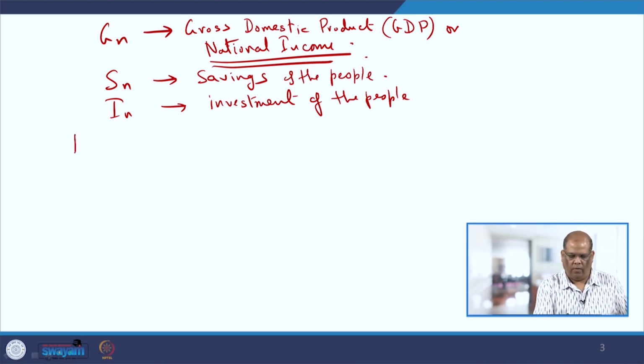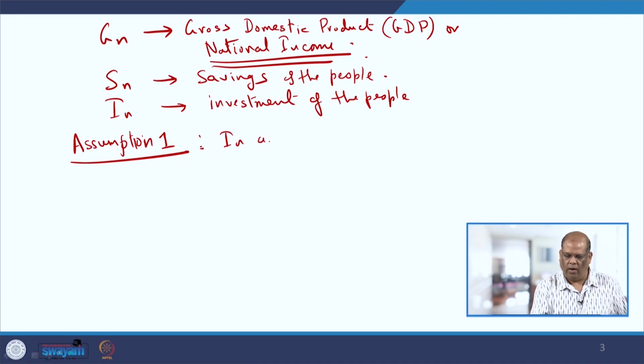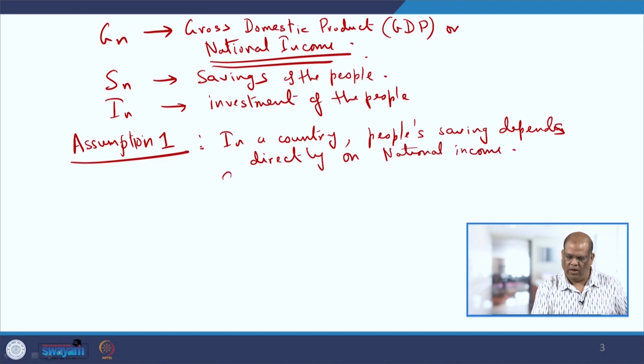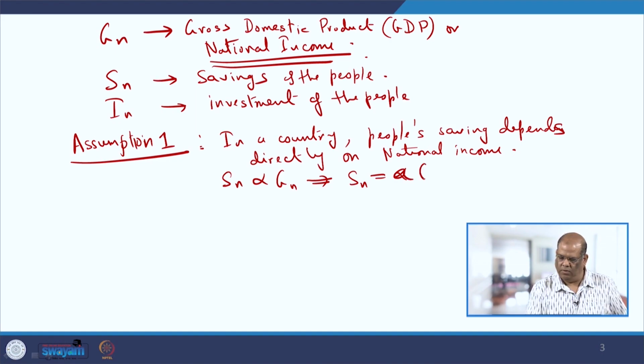Now, the first assumption. Assumption 1: in a country, people's saving depends directly on national income. So, the savings depends directly on national income, which will give you Sn is equal to some alpha times, or A times Gn, where A is a positive quantity.